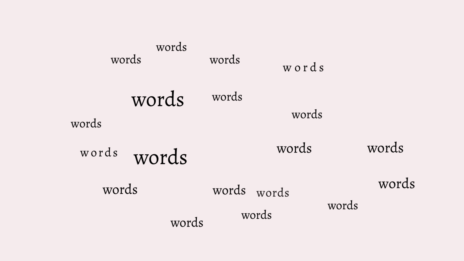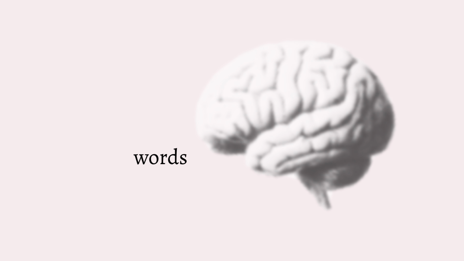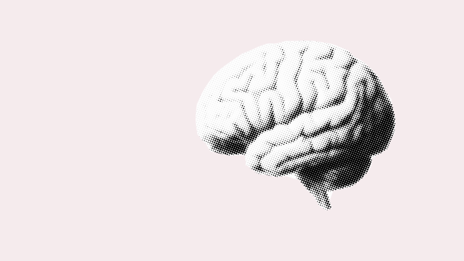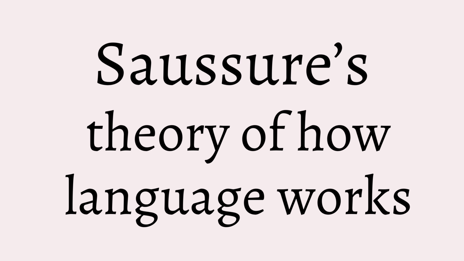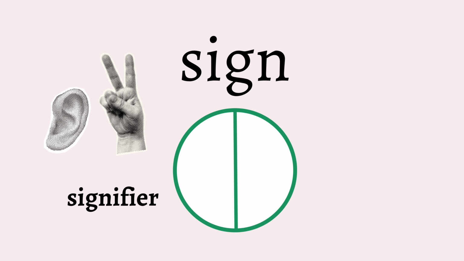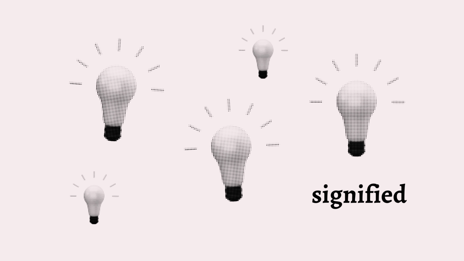Importantly, words don't carry meaning all on their own. They work by triggering associations in the minds of our readers and listeners. In Saussure's famous theory of how language works, a word is a sign made up of a signifier, that's its sound or shape, and the signified, all of those concepts it can point to.